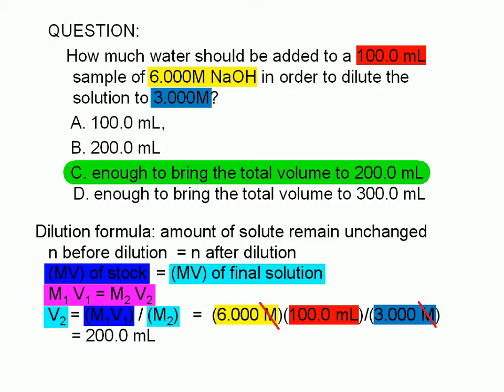You should note, however, that when dealing with very dilute aqueous solutions, it would be safe to assume that the volumes would add up. In the case we have here, our stock solution, 6.000 molar sodium hydroxide, is not quite what we would consider very dilute.